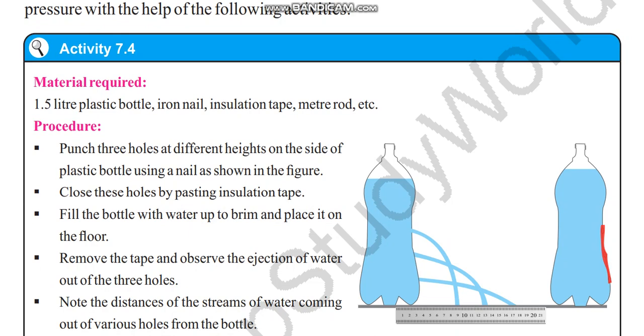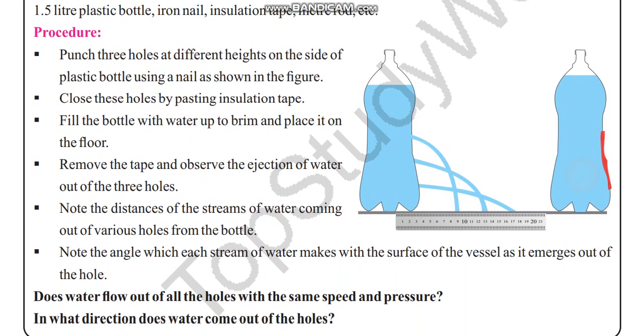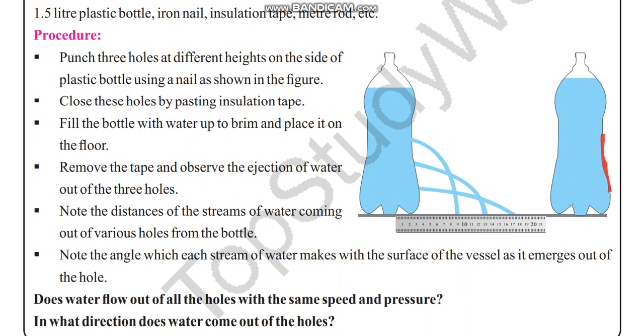Material required: 1.5 liter plastic bottle, iron nail, insulation tape, meter rod. Procedure: punch three holes at different heights on the side of the plastic bottle using a nail as shown in the figure. Close these holes with plastic insulation tape. Fill the bottle with water up to the brim and place it on the floor. Remove the tape and observe the ejection of water out of the three holes.